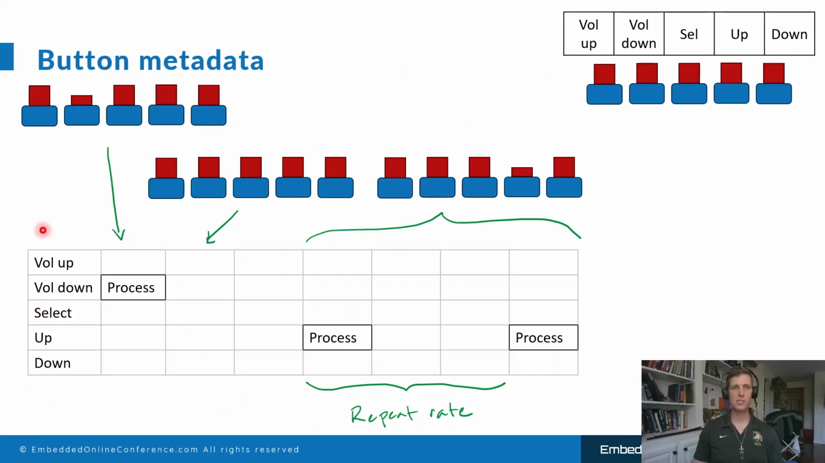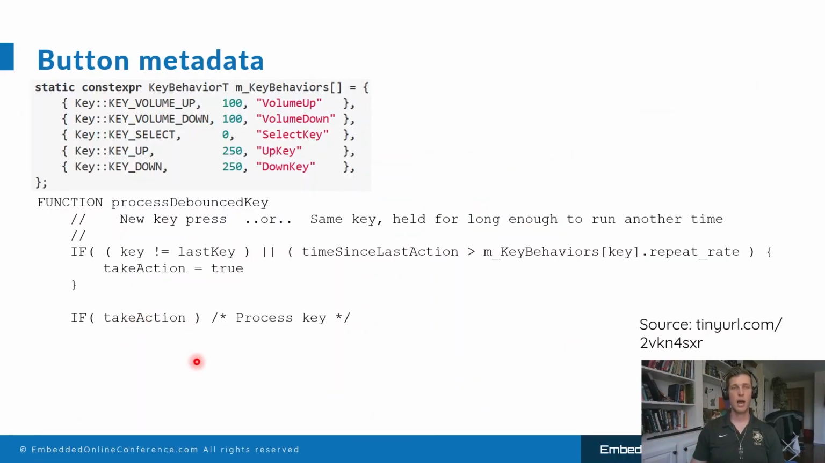I'll give you another example. Let's say I've got some buttons that I want my system to respond to, and in addition to doing something each time a button is pressed, let's say I want to specify a repeat rate. So if I hold a button down for a certain length of time, then it triggers the same action repeatedly. I took this example from this link here, so if you want, you can pull this up to see the full source code.